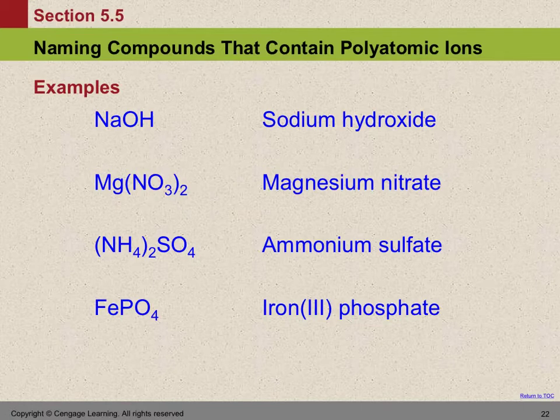So here are some more examples. We have sodium hydroxide, magnesium nitrate, ammonium sulfate, and iron 3 phosphate. Now notice that our iron is a transition metal, so we could have more than one charge, and we need to indicate the charge with our Roman numerals. And if you look at magnesium nitrate, we needed 2 nitrates, because that's a 1 minus, in order to cancel out our 2 plus on magnesium.